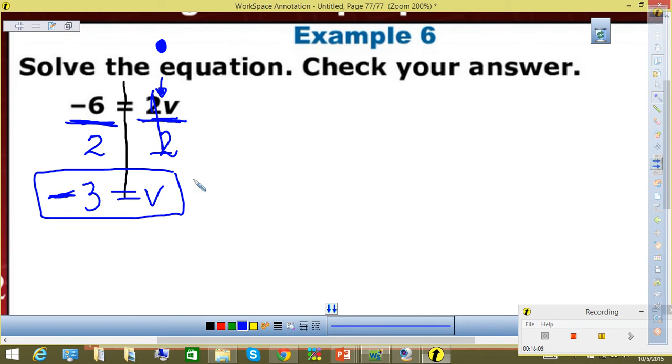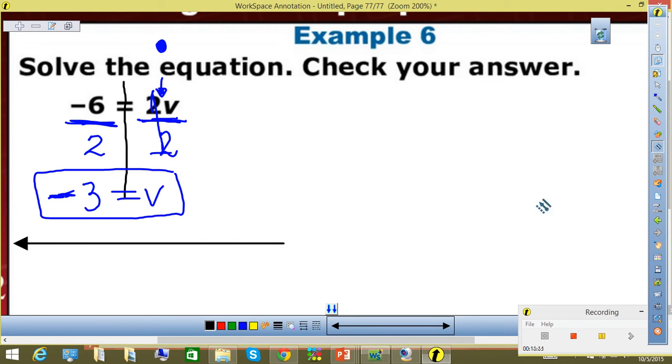How are we doing? Okay, let's plot our answer. Vamos a graficar. Draw your number line. There it is. And then we got 0, 1, 2, 3, and it's negative 3. Plot your solution there.